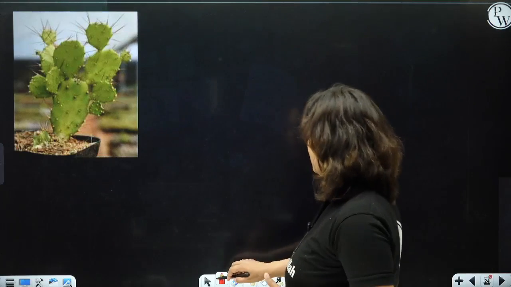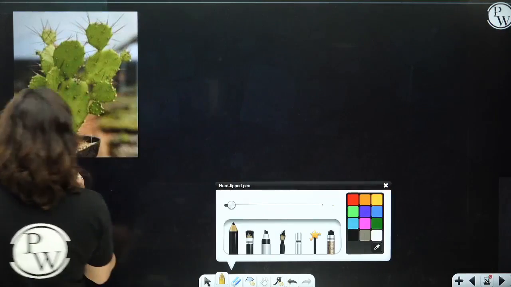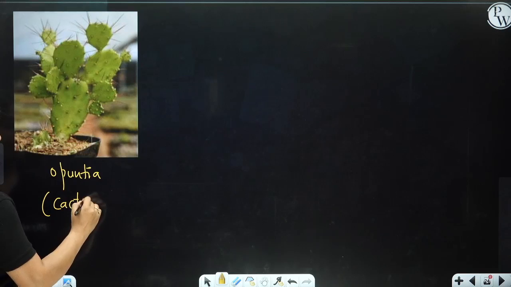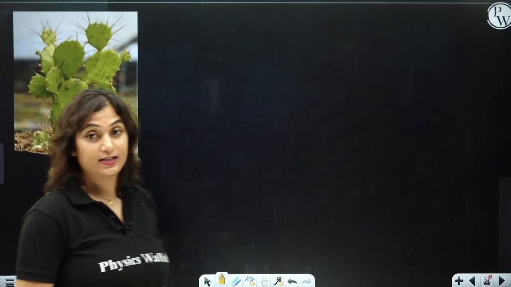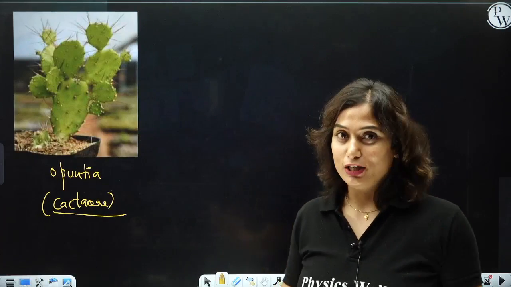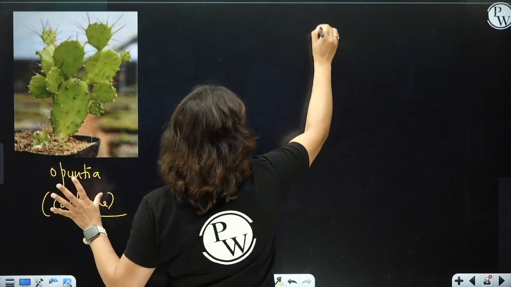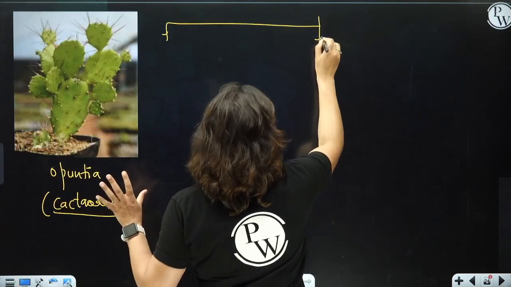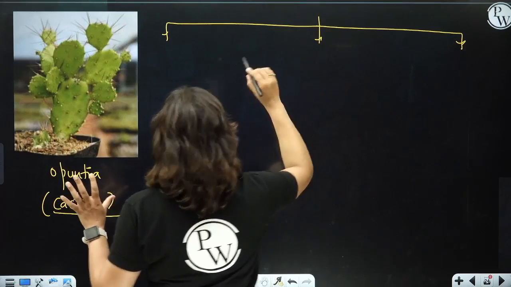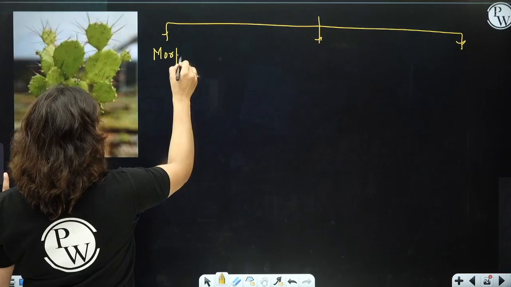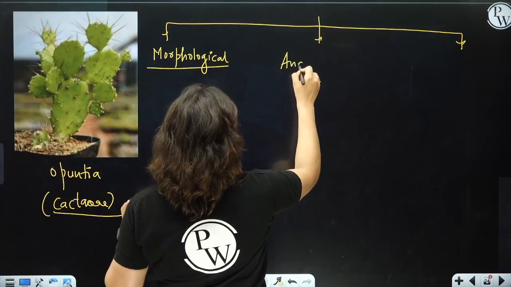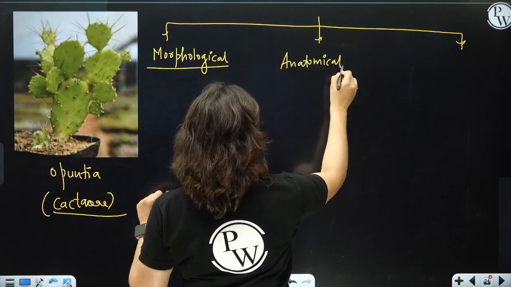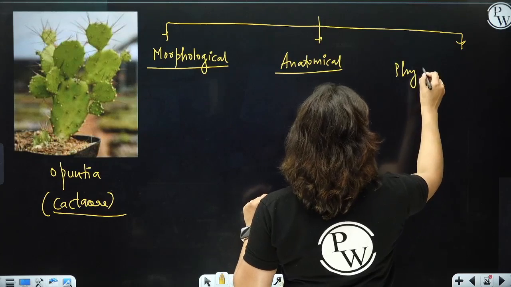So this is behavioral adaptation. Then comes the Opuntia, a very important example. Opuntia is a type of cactus. It belongs to the Cactaceae family. So all the kinds of cactus like Opuntia, Euphorbia, which belong to the Cactaceae family, show beautiful adaptations. It shows 3 types of adaptations, very important: morphological adaptation, anatomical adaptation, and physiological adaptation.